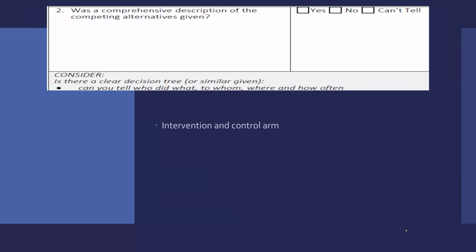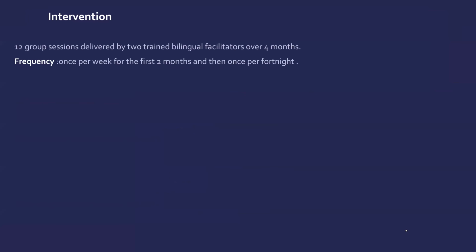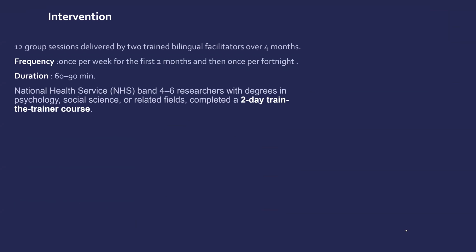Was a comprehensive description given of the competing alternatives? So there were two arms, an intervention arm and a control arm. This was the intervention: 12 sessions over 4 months, initially weekly, then once in 15 days. Each session lasted 60 to 90 minutes. It was delivered by non-professional staff, researchers who underwent a 2-day training course and provided the sessions.